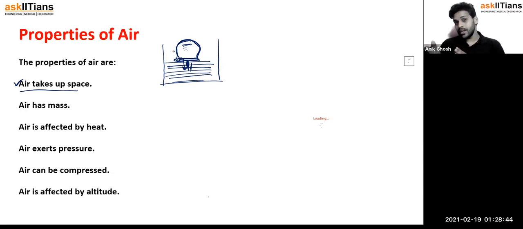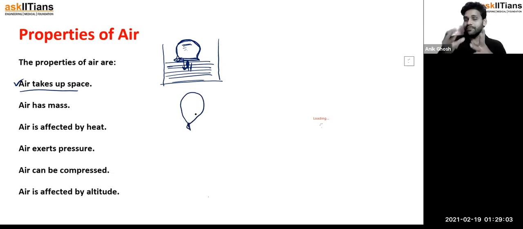Apart from that, you have seen another example in the video. If you fill some air inside your cycle, your tube would get inflated, right? From there as well, you can see that air takes up space. Or you can just think about a balloon. When you fill some air inside it, the balloon gets inflated, right? So from there, you can see that there is air inside it, which takes up some space, right?